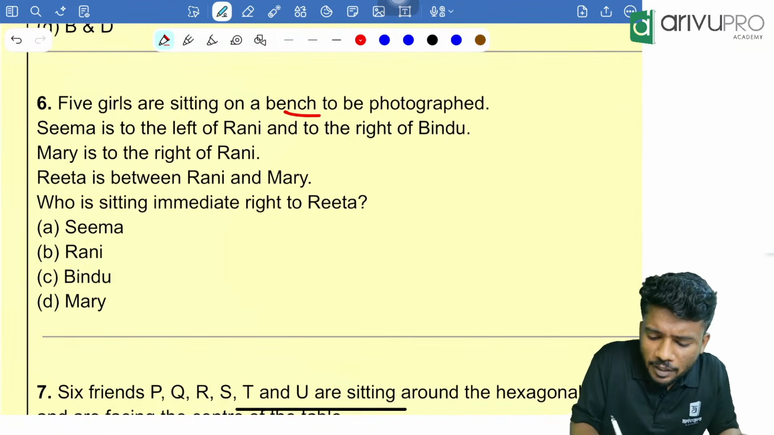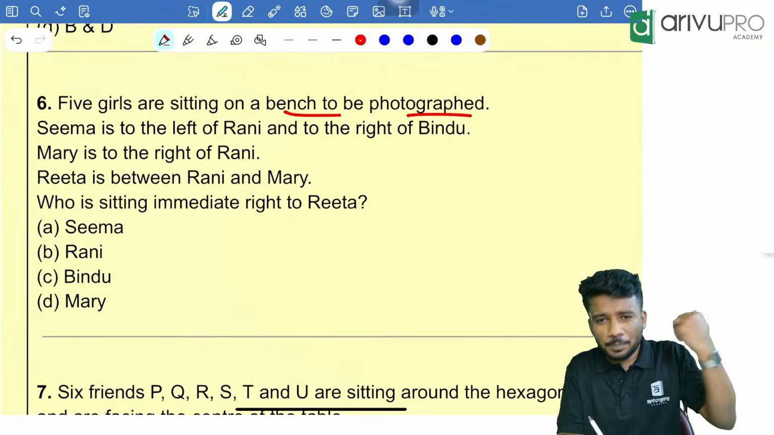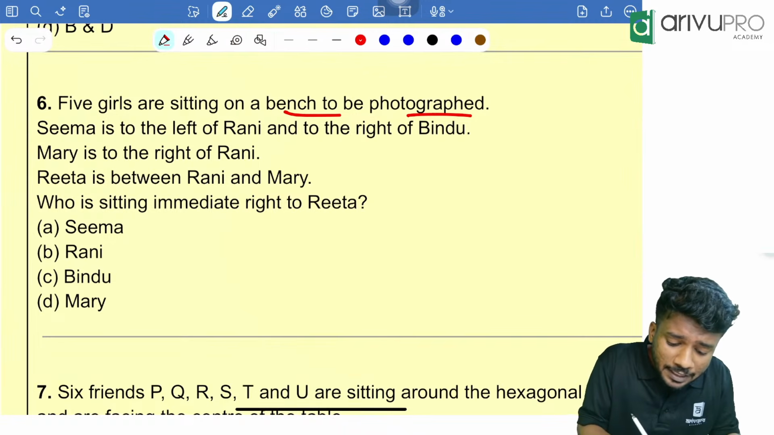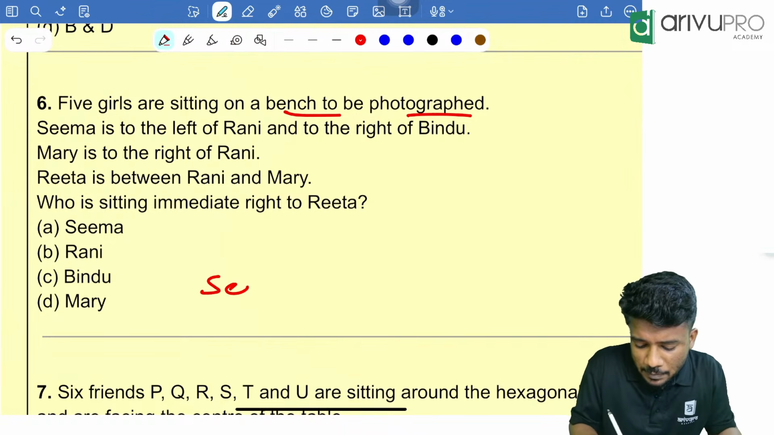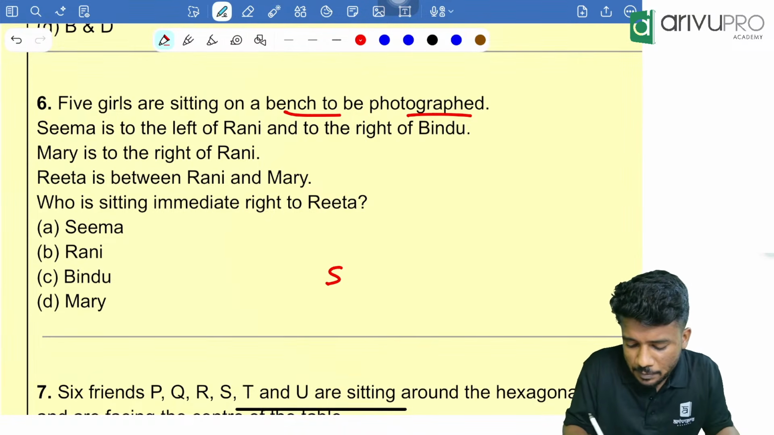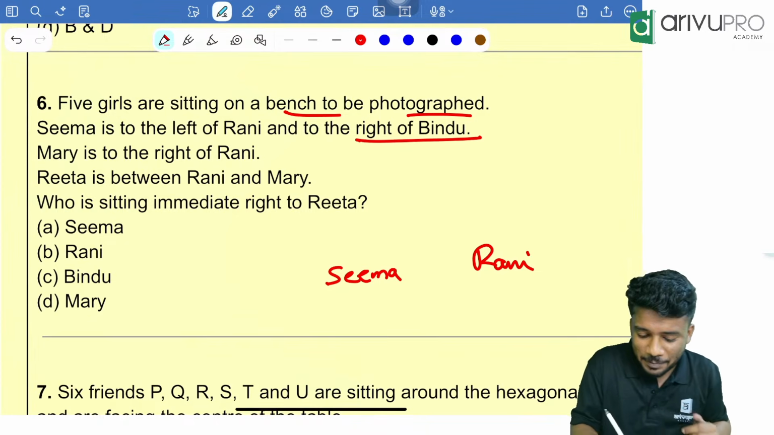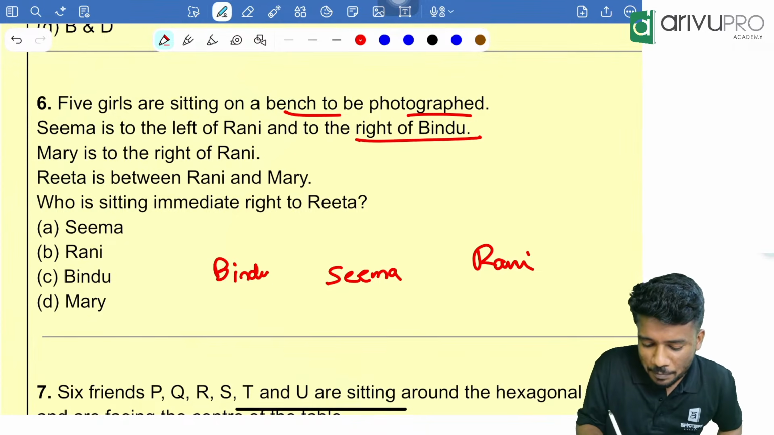Now on the 6th question. 5 girls are sitting on a bench to be photographed. A repeated PYQ as well as MTP RTP question. Seema is to the left of Rani, and to the right of Bindu. That means Seema is to the right of Bindu.